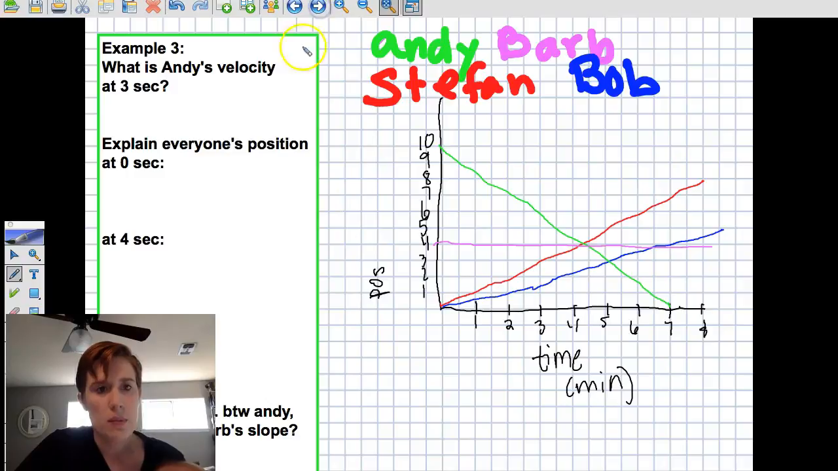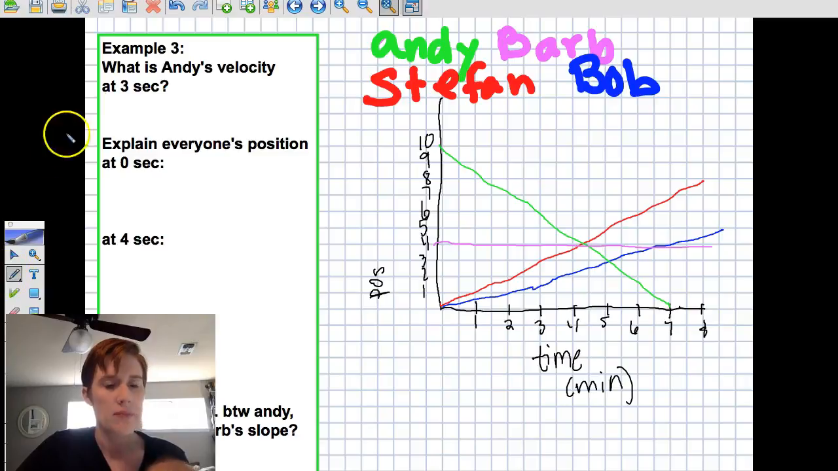Next problem, we're looking at a bunch of lines going in a bunch of different directions. There's 4 people, Andy, Barb, Stefan, and Bob. The first question says, what's Andy's velocity at 3 seconds? So Andy is right here. What's his velocity at 3 seconds? So we're looking right down here at 3 seconds.